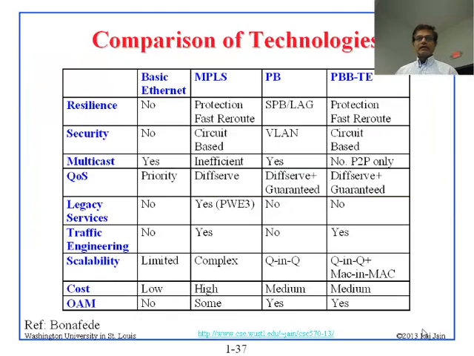Okay. If you have to compare these technologies, you will find that basic Ethernet has no resilience. Resilience means if something goes, can you still survive? The answer is no. With MPLS, you can survive. With provider bridge, if you use link aggregation or shortest path bridging, you can survive. With PBB-TE, you have protection and fast reroute.